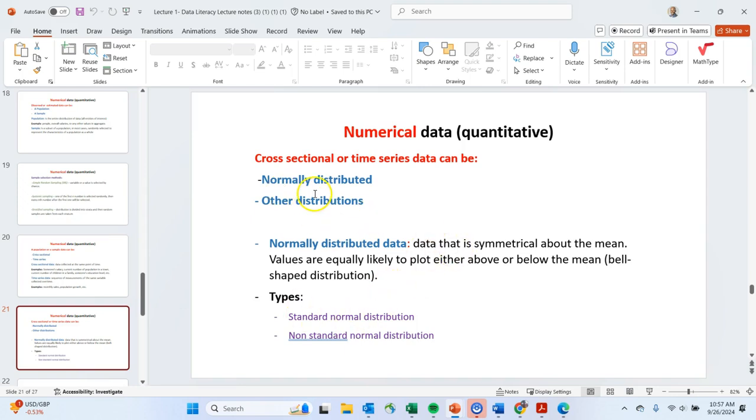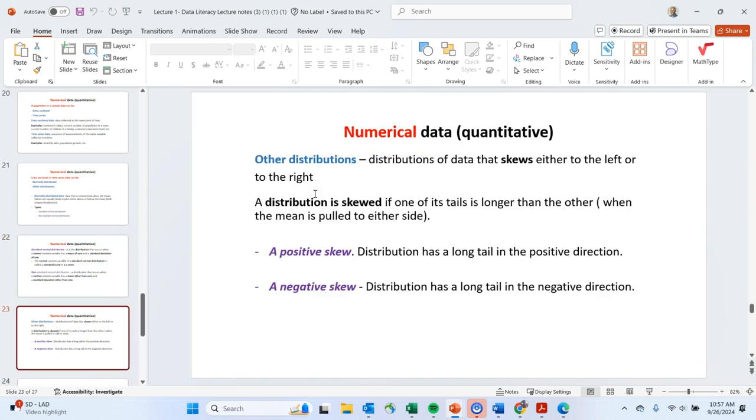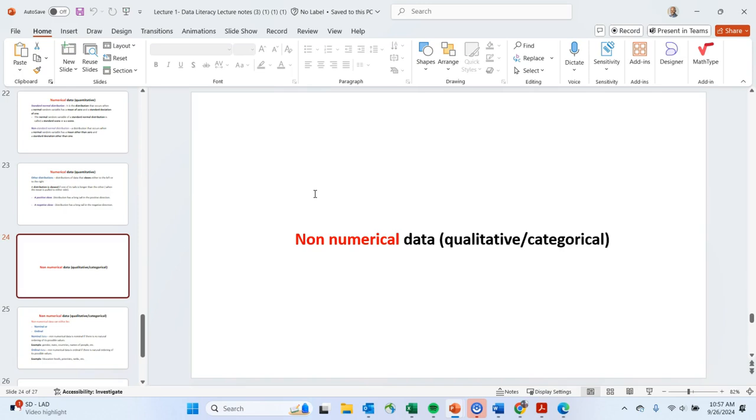So it is also important to understand if your data is normally distributed or has another distribution. In class, I'll be mentioning that we assume our data is normally distributed, and so I'll ask you some questions. When I say assume our data is normally distributed, it means that we want the data to be normally distributed so we can apply statistical techniques and analysis that are based on normally distributed data. And if it's not, then we use other kinds of statistical analysis that will deal with data which is skewed. So that's all for now about the numerical data.